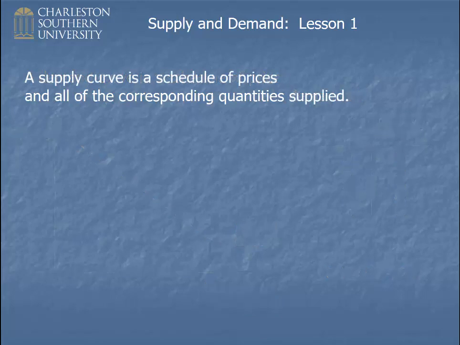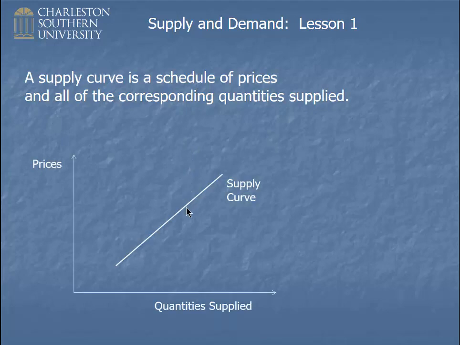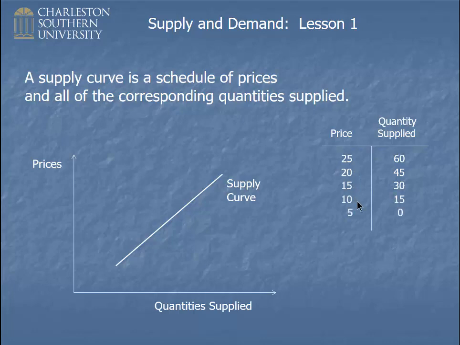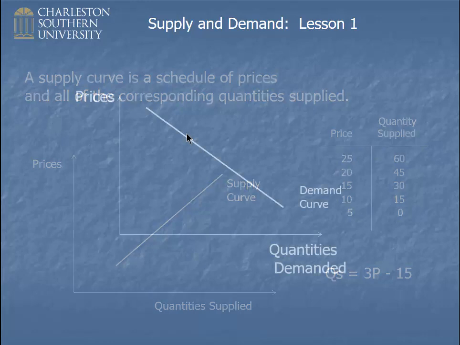The same is true about a supply curve. A supply curve is a schedule of prices and all the corresponding quantities supplied. Normally we draw a supply curve like this, but you could draw it as a table. Here's just a sample of numbers that would map out a supply curve, and here is the equation that describes these ordered pairs. So this equation and this table of numbers and this supply curve over here are all supply curves in the sense that they meet the definition of a schedule of prices and the corresponding quantities supplied.